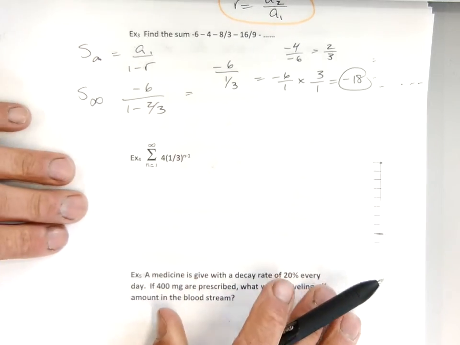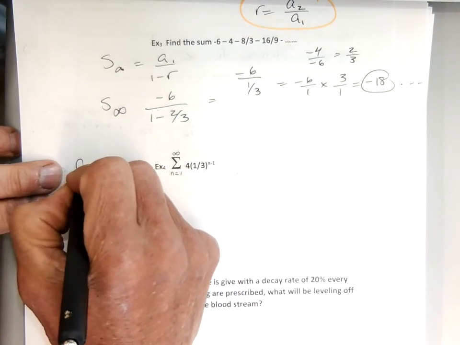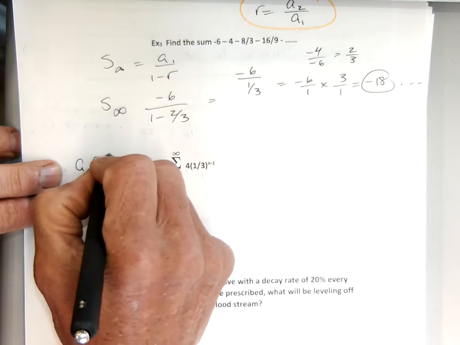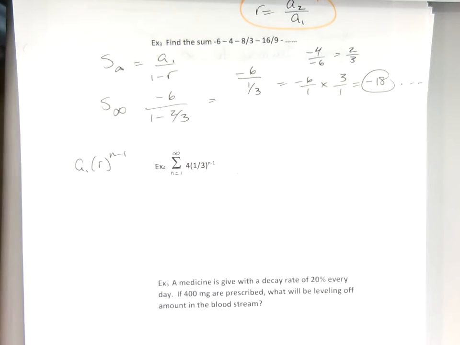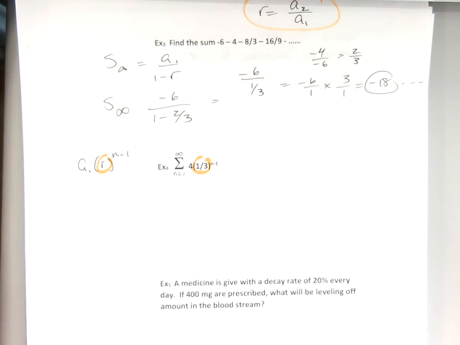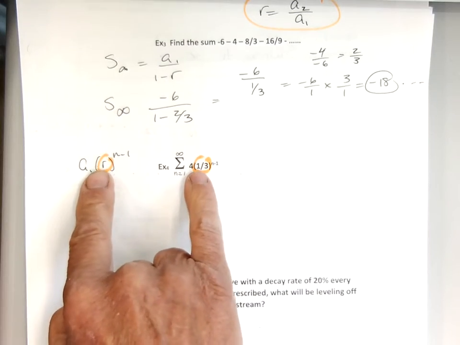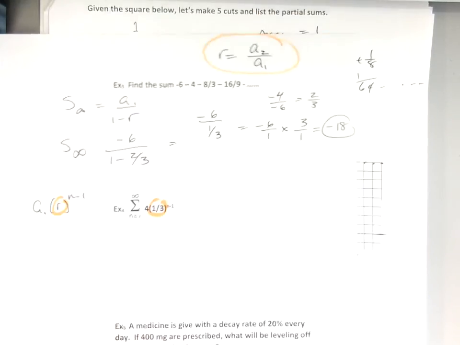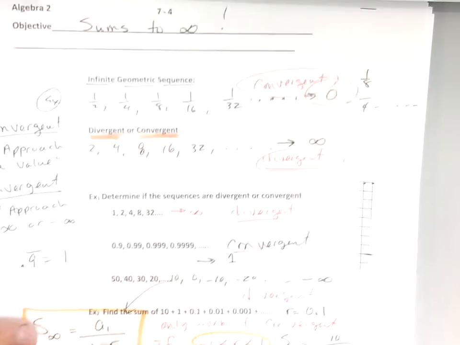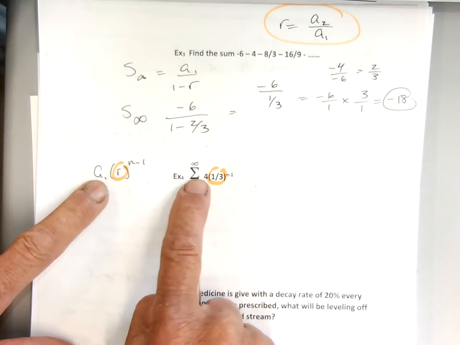Here's what I know. I know that we had this geometric formula, A1 R to the n minus 1 power, right? We had that last week. So R is 1/3. That's my little formula from last week. I know R is 1/3, and that's good because it's less than 1, so I can use this formula. And I know the first term is 4, right? Everybody agree with that? Fits this perfectly.